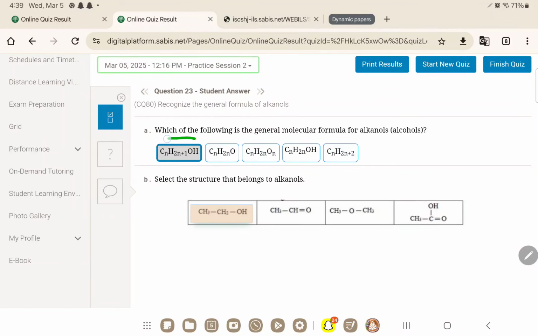Of course, again, alcohols: CnH2n+1OH. An alkanol, or alcohol, is going to have an OH in it. Only one OH. Not O, not O, not OH and O. Only an OH, one OH.